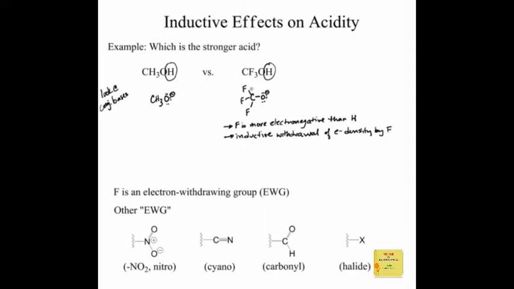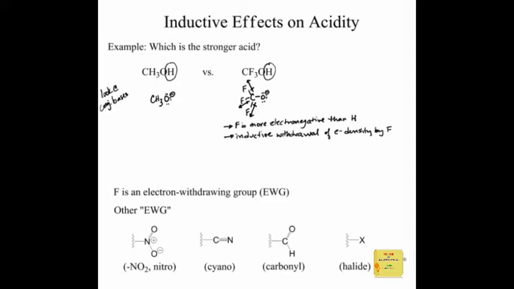We can show that with an arrow like this. We could say that each of these fluorines is pulling electron density toward itself. These arrows show the movement of electrons through these sigma bonds. That's what we call an inductive withdrawal, or inductive effect.